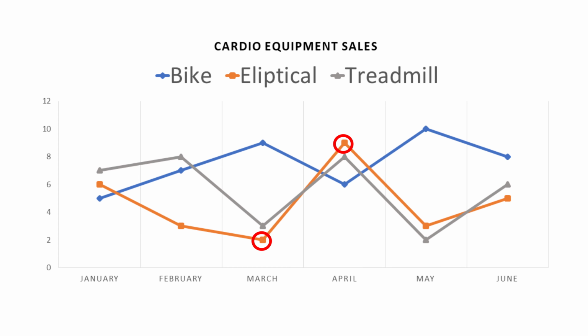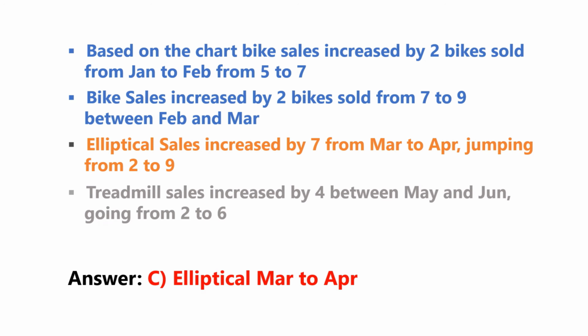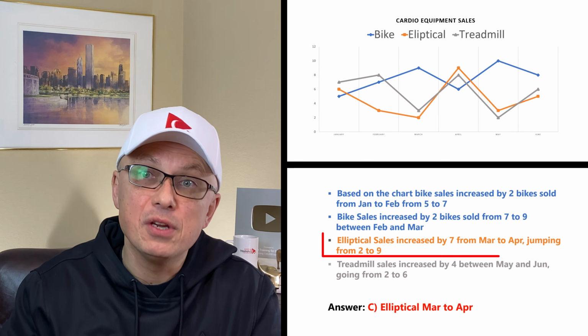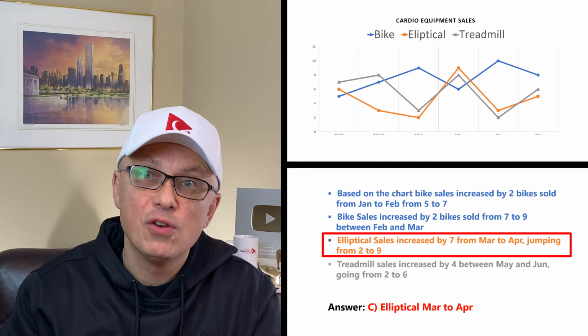Elliptical sales, on the other hand, increased by 7 from March to April, jumping from 2 to 9. And treadmill sales increased by 4 between May and June, going up from 2 to 6. So the correct answer here is choice C, elliptical sales from March to April, because the jump was by 7, from 2 to 9. Hopefully you've nailed this question and now know how to answer similar problems on the test.